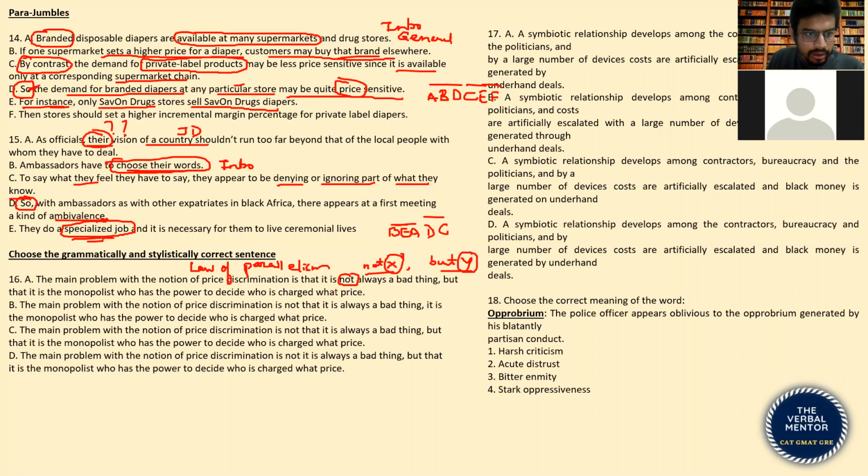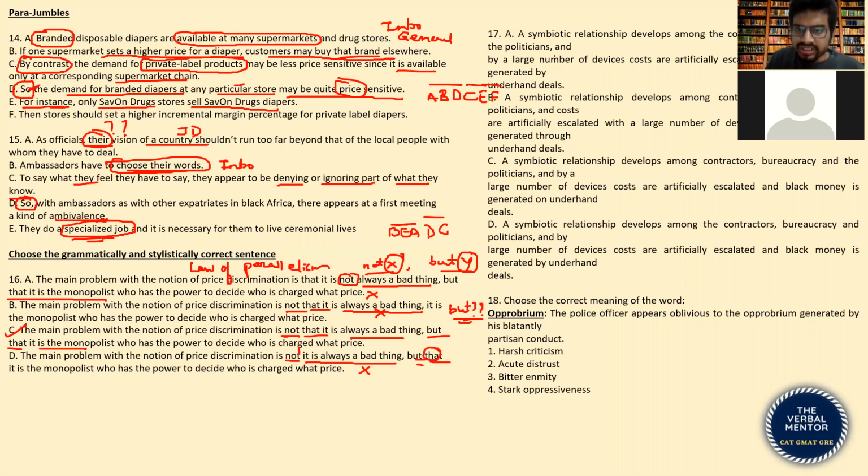Okay, let's see. Option A, not always a bad thing, but that it is the monopoly. No, it's not parallel. Not that it is something. Where is the but part? There's no but. So this is also eliminated. Not that something, but that something. C should be the correct answer. Not it is always a bad thing, but that. The not part does not have a that, but the but part has a that. Again, not parallel. So C is the correct answer, law of parallelism.